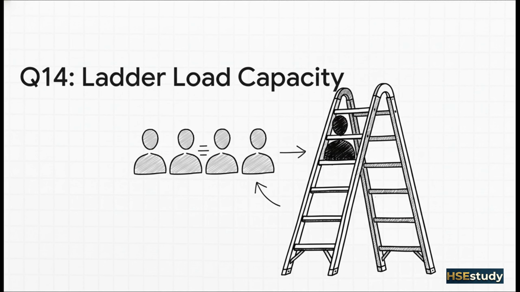Question 14, another one on ladders. A standard portable ladder has to be strong enough to support how many times its maximum intended load? The answer is C, 4 times. That's the built-in safety factor. So if a ladder is rated for 300 pounds, it has to be able to withstand 1,200 pounds without failing. For the standard ladder question on the exam, the number you're looking for is 4.